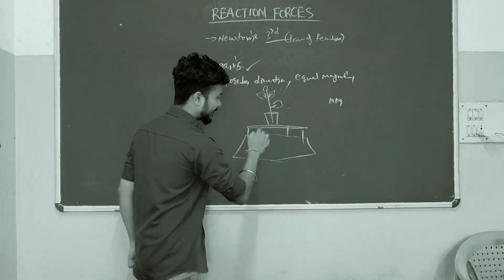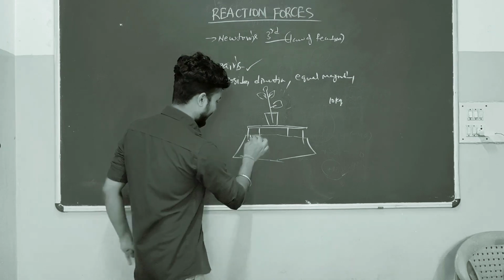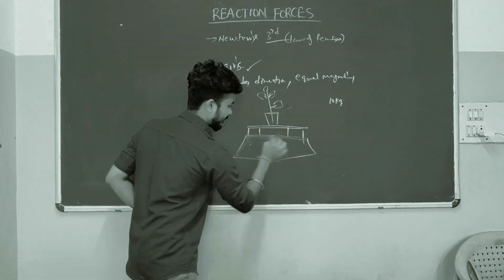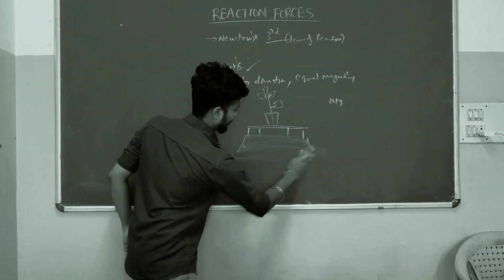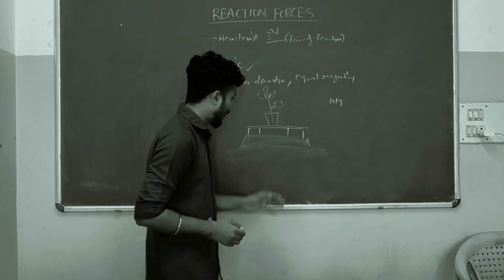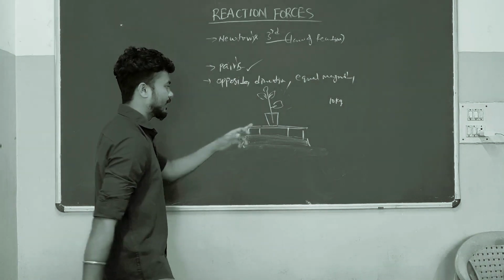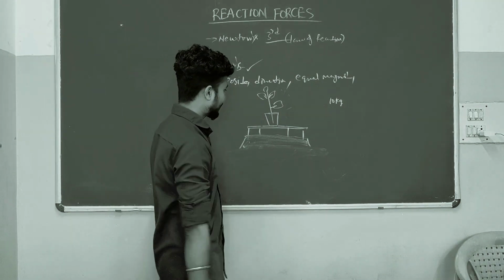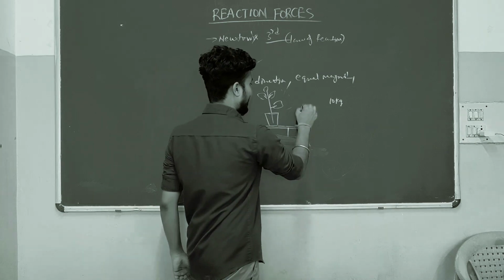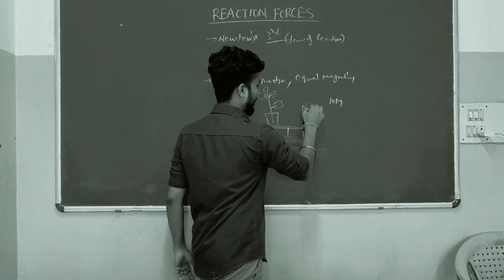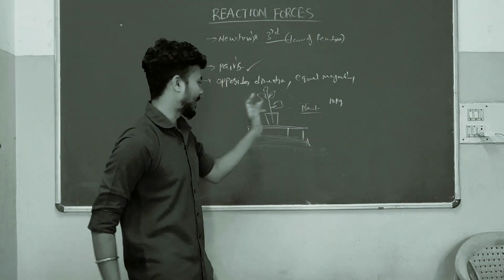Now this is the floor. This is the table. On top of the table, that object is there. I am simply giving this object as a tree, a plant. We kept one plant.